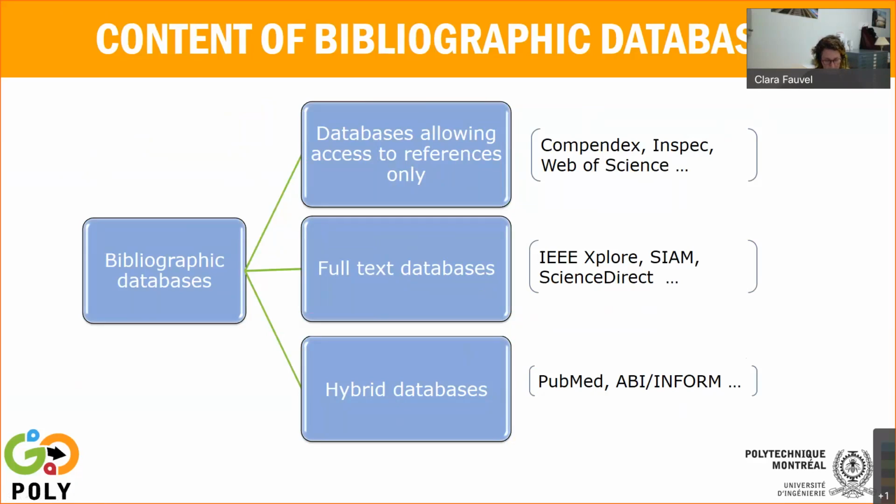The databases that provide access to the references only are often disciplinary databases, and they will provide access to multiple journals from multiple publishers. And the full text databases are often publishers' databases, so only the journals from the same publisher will be available.